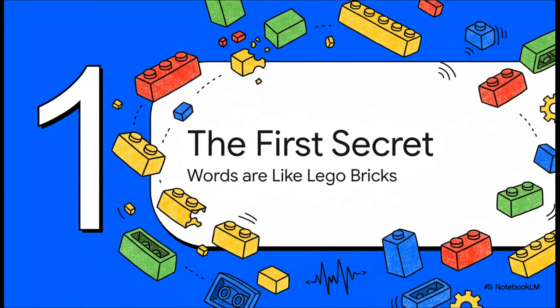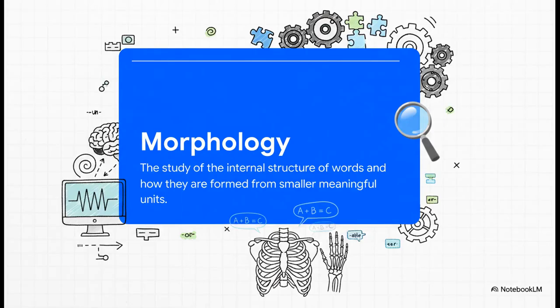So, what's the very first secret to teaching a computer our language? Well, you have to get it to see that words aren't just these solid, unchangeable blocks of letters. They're more like constructions. They're built from smaller, meaningful pieces. This whole idea is the core of a field called morphology. You can think of it like anatomy, but for words. It's all about studying their internal structure. You know, how all the different parts snap together to create meaning.